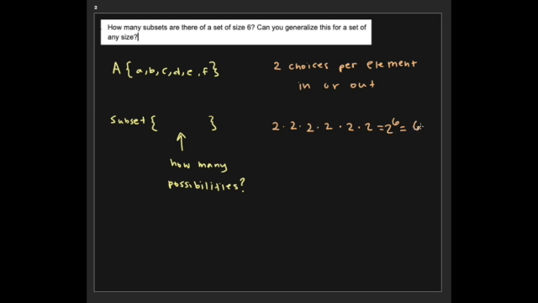But it also asks, can we generalize this for a set of any size? If you think about it, it's always going to be 2 choices, in or out. So we will have 2 to the power of n, which will be the number of subsets there can be, and n would be the number of elements in that set.